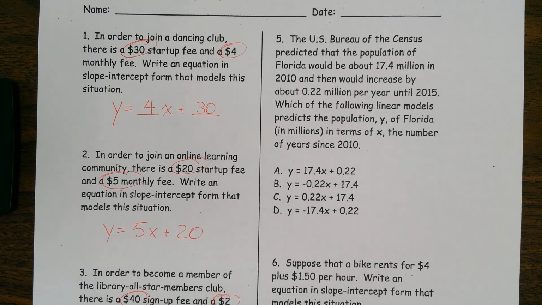Okay, number 5, Petro, can you read this for us, please? The U.S. Bureau of the Census predicted that the population of Florida will be about 17.4 million in 2010 and then would increase by 0.22 million per year until 2015. Which of the following linear models predict the population Y of Florida in millions in terms of X, the number of years since 2010? And your answer is?